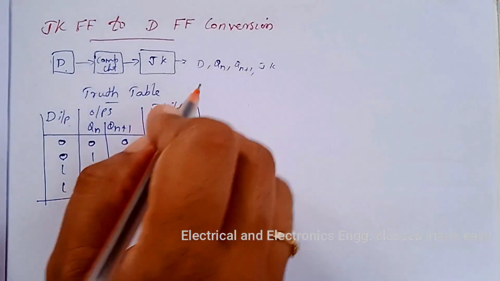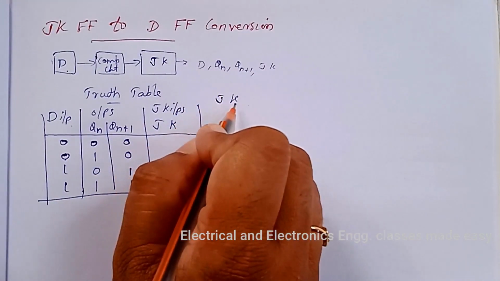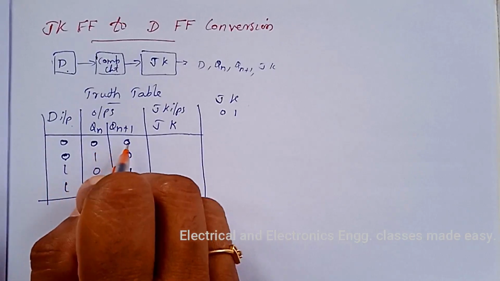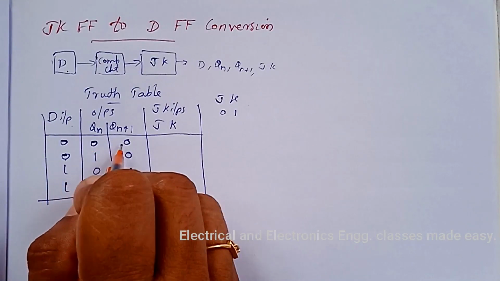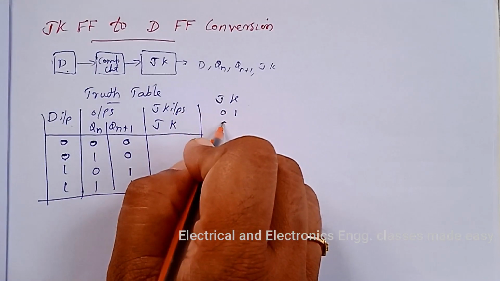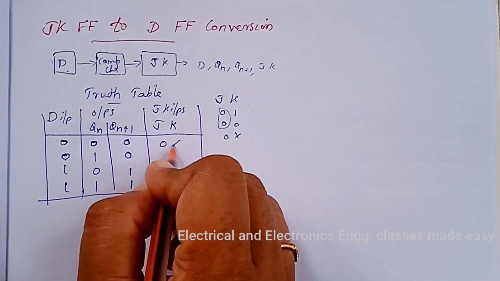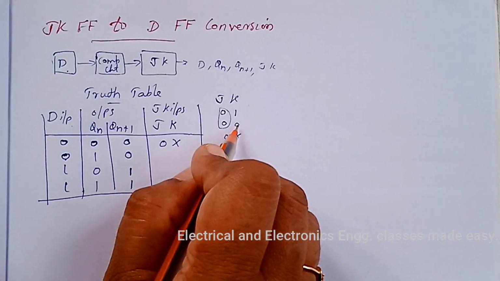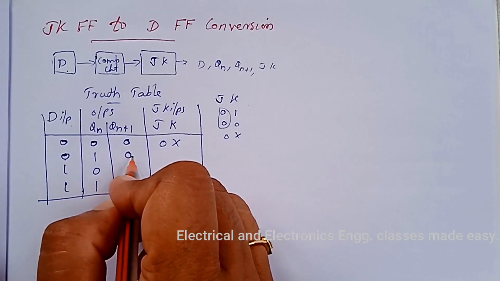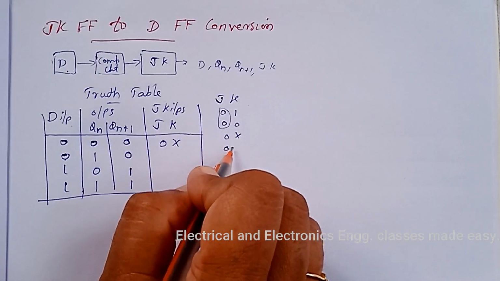To obtain 0 in JK, the JK inputs should be 0 and 1. And here while considering these two outputs, no change. That means no change condition in JK input is 0, 0. So we get 0, don't care. 0 and don't care. Don't care means it may be 0 or 1. Then here this is 0. To obtain 0, JK input will be 0 and 1.